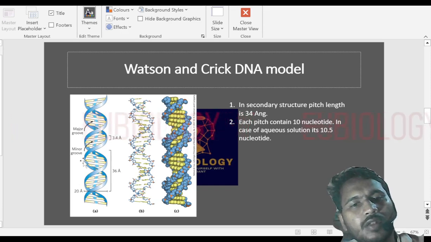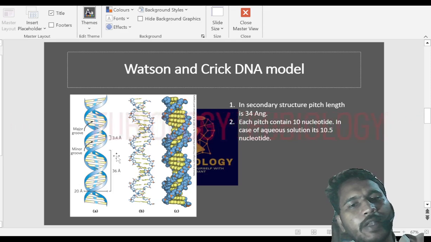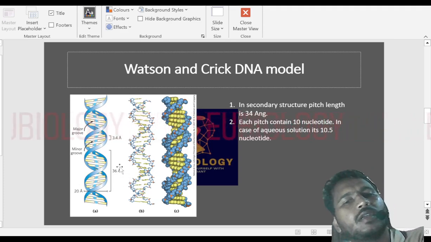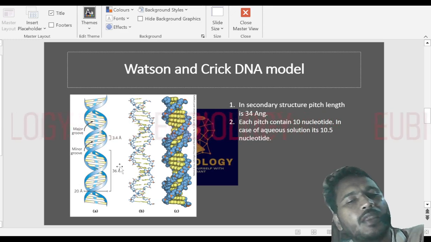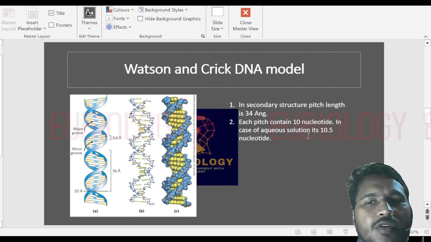purine and pyrimidine. So they found there is a pitch which is repeating from here to here. You can see there is a pitch whose length is around 36 angstrom, and each pitch contains 10 nucleotides. In case of aqueous solution, the number of nucleotides varies a little. It is equal to 10.5.